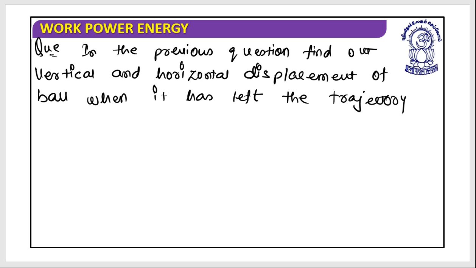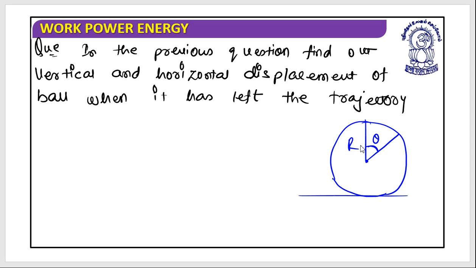So let's draw this; this was the situation. We have a circle over here, this was the center, and this was the radius r. When it was here, this is the angle theta at which it has left the trajectory. So again, this is r. What do you need? You need a horizontal displacement, something like this, as well as this vertical displacement. Let's write this vertical displacement as y and this horizontal displacement as x.